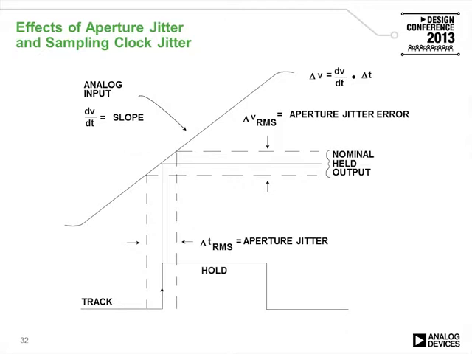Actually, the same thing occurs for sampling and clocking. Again, we expect every sample to be at exactly the same interval, but there's always going to be a little bit of variation in sample-to-sample timing, and we've exaggerated it here. If we get sample-to-sample variation with the delta T RMS that we're showing here, and reflect that on an analog input that has a fairly high slope, we get a variation in our sampled voltage, which is delta V RMS. That's a certain amount of noise that is impossible to get out of the system.